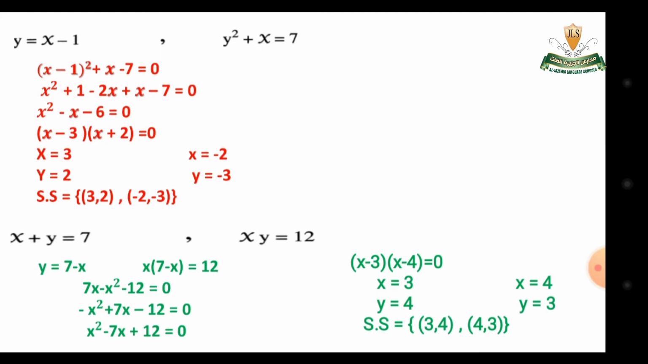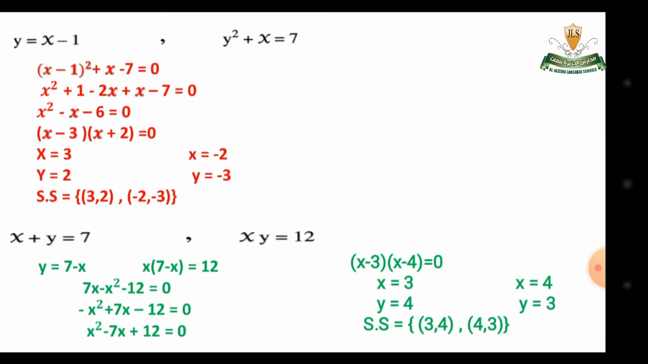We factorize this expression. We get (x minus 3) times (x plus 2) equals 0. So we have x equals 3 or x equals negative 2. We get the value of y equals 2 and y equals negative 3. So we have the solution set (3, 2) and (negative 2, negative 3).